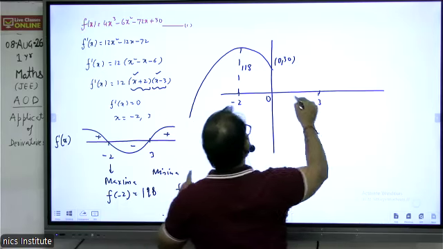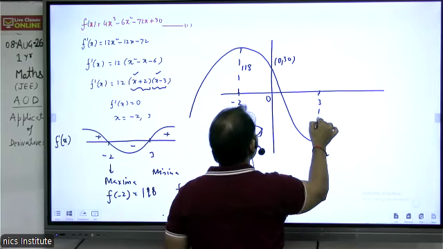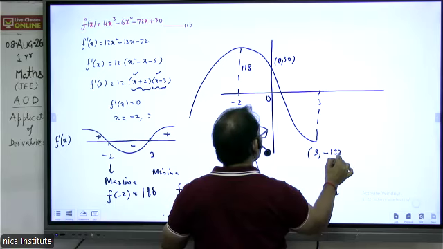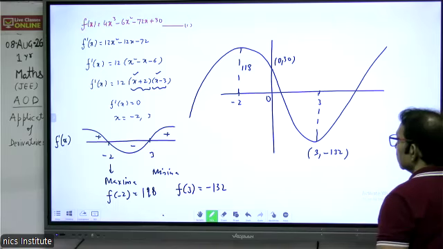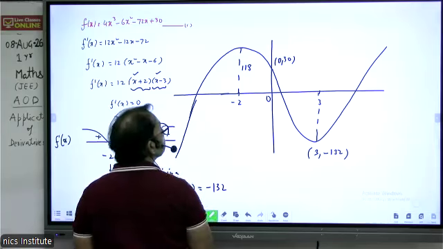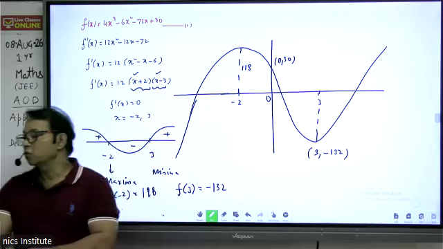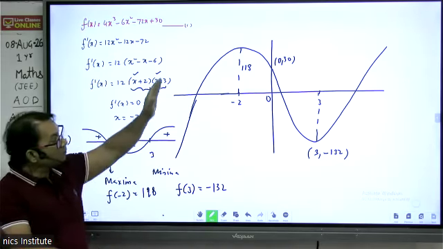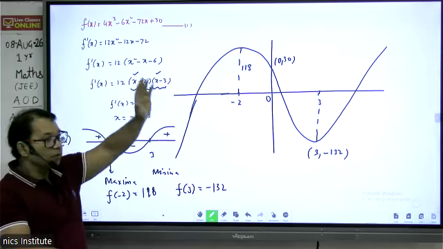Then now the function is decreasing. F of 3 is negative, the minimum value. So this point is (3, -132). And this goes up. The graph is done. -2 is the point of maxima. Before -2 the function is going up, before 3 the function is going down, and after 3 it goes up again.